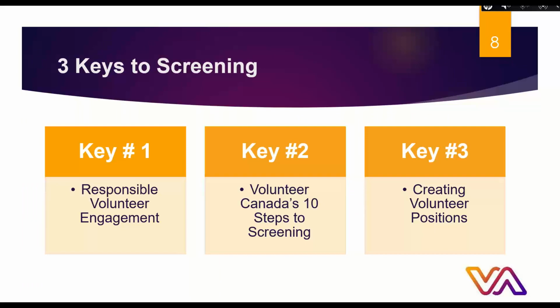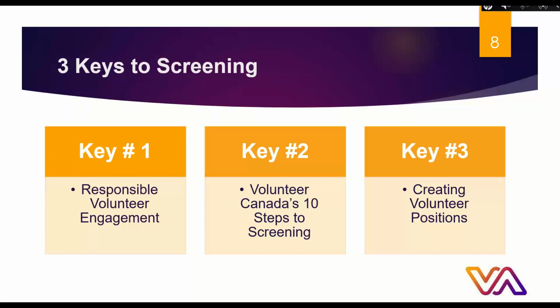So we have 3 keys to screening that we're going to focus on in this presentation. The first key is responsible volunteer engagement. This is also where we're going to introduce important terms and concepts and sort of define some things. Key number 2 is Volunteer Canada's 10 steps to screening. This is a really nifty handbook that goes over 10 steps to screening. It's really robust, and we're going to go over a little bit of that information.